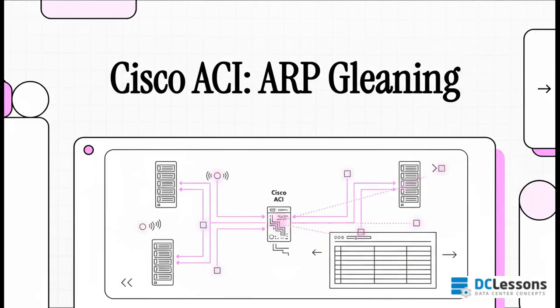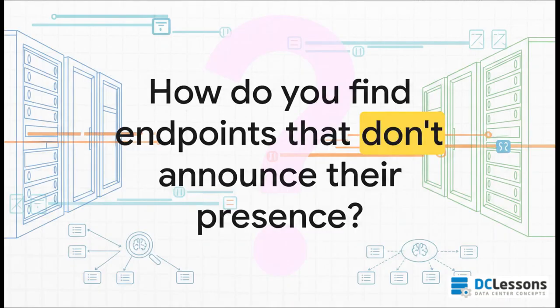All right, let's jump right in. Today, we're going to pull back the curtain on a really slick feature inside Cisco ACI called ARP Gleaning. It's one of those awesome mechanisms that just works quietly in the background, making the whole fabric smarter and way more efficient. So let's start with a problem I'm pretty sure every network engineer has run into: the silent host.